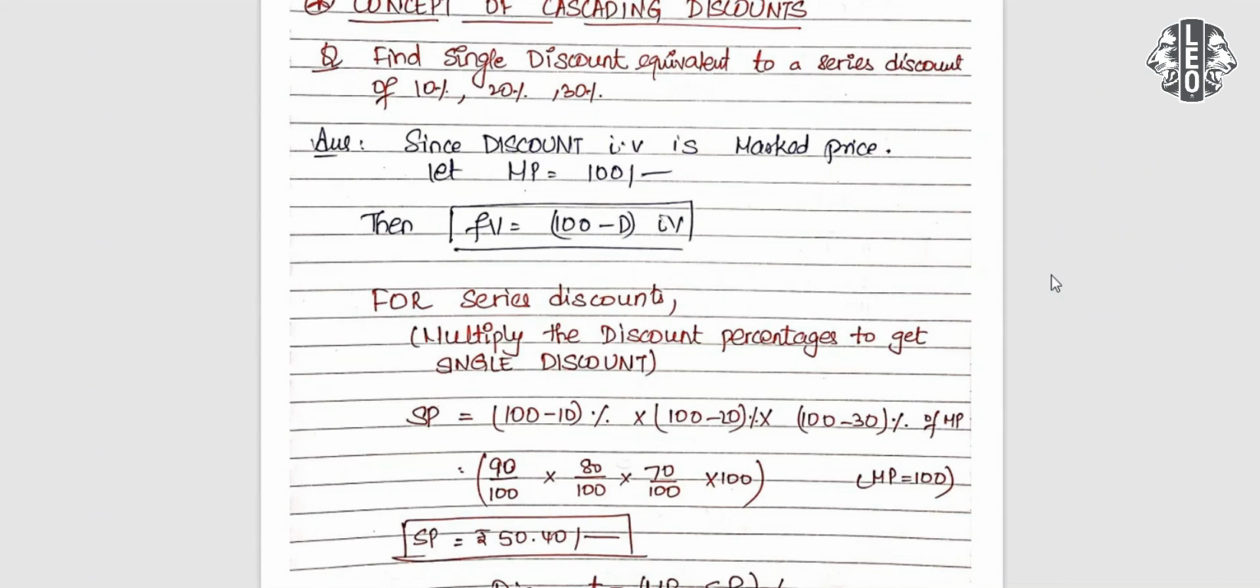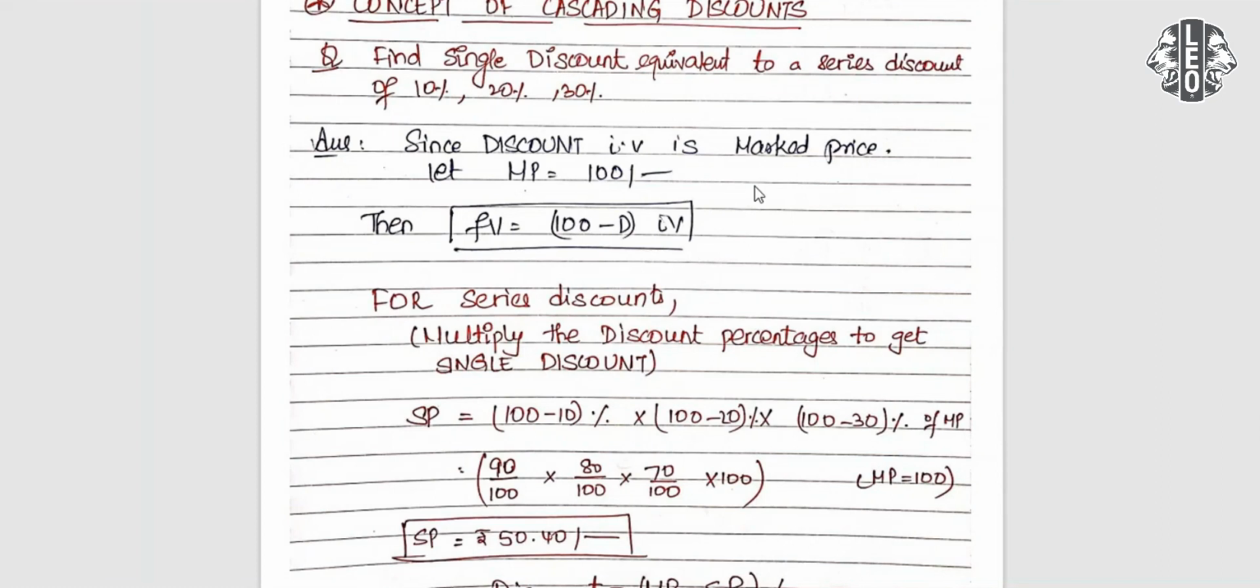Now discount means what? There is going to be a reduction. Reduction means 100 minus 10, the first one; 100 minus 20, the second one; 100 minus 30. So 90, 80, 70. Multiply everything. Selling price is equal to whatever is mentioned in this bracket into marked price. They have considered the marked price to be 100 just for reducing the calculation complexity. You could just leave it as it is.